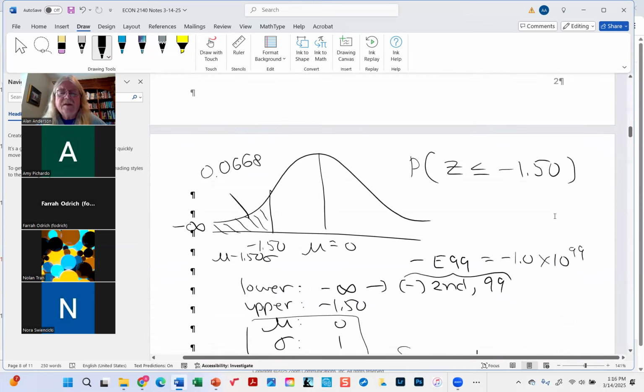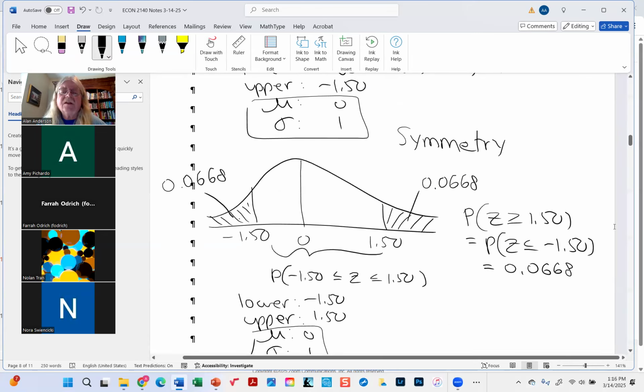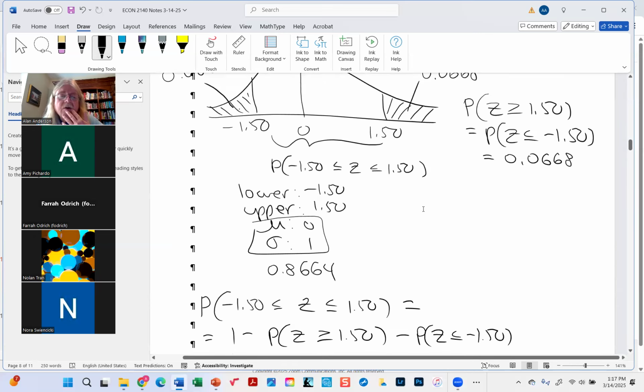Now, there's another probability that we can derive from this setup. If you look at it carefully, you can see that the shaded region above 1.5 and below negative 1.5 will equal each other at 0.0668. Now, here's an interesting question. What if I need to know the probability that z is in between those two, between negative 1.5 and positive 1.5? Well, of course, I can go to my calculator and do it directly. And if you put in all those numbers, you'll end up with 0.8664.